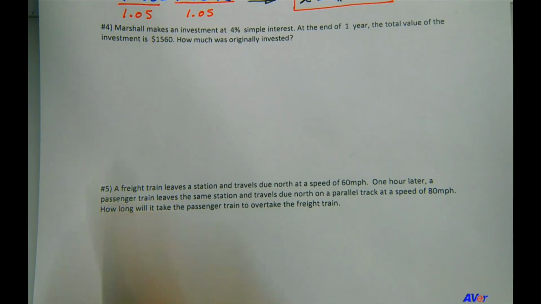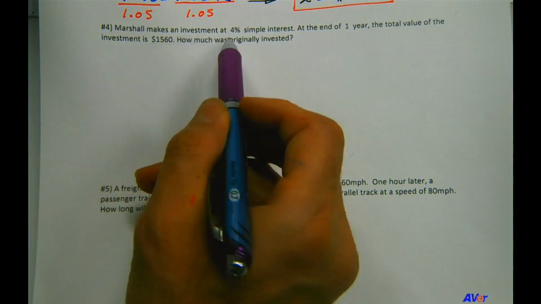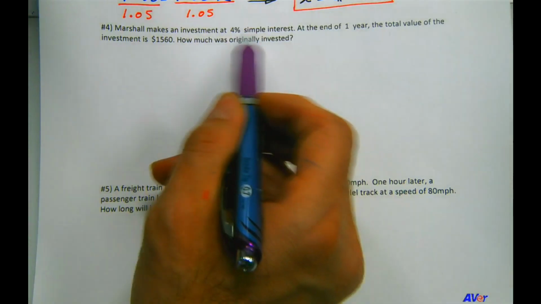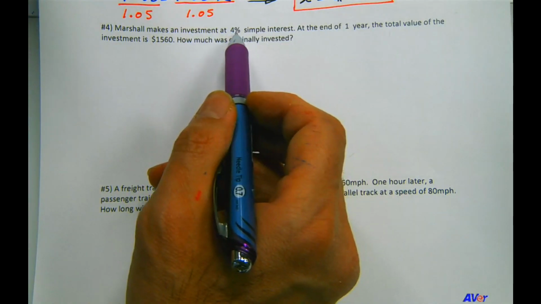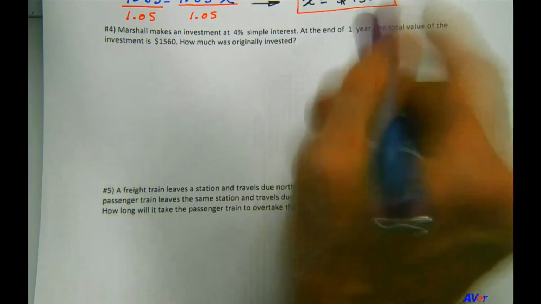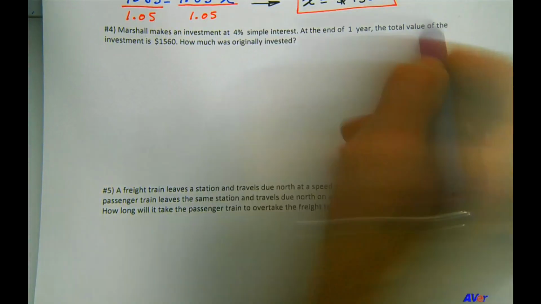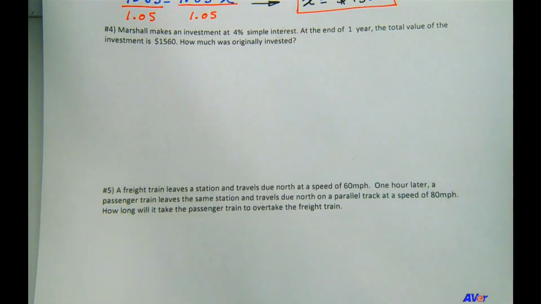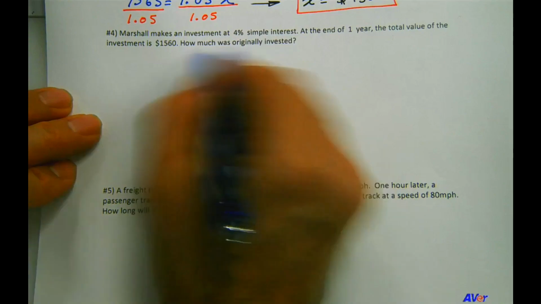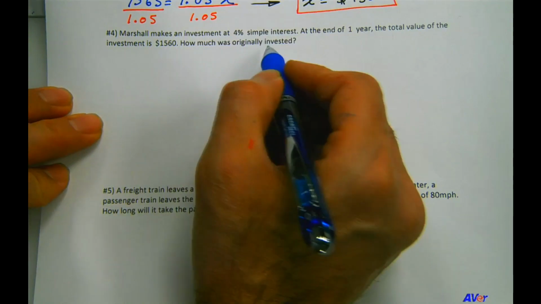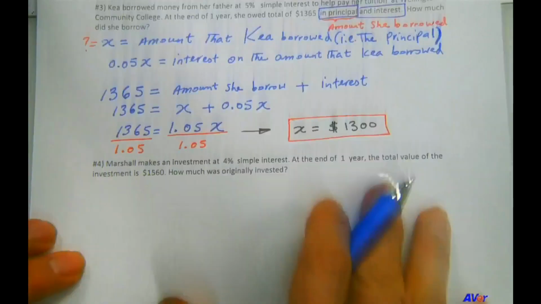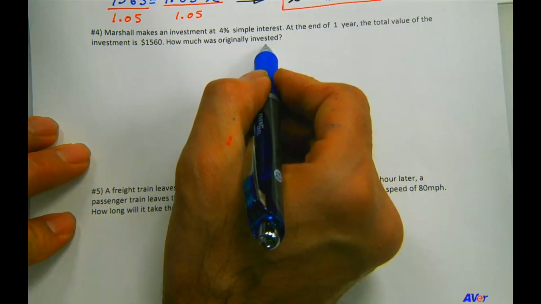Okay? So, Marshall makes an investment at 4% simple interest rate. So that is the kind of interest rate that only applies to the principal, right? Remember that. At the end of 1 year, the total value of the investment is this much. How much was originally invested? So, how much was originally invested? You need to introduce a variable for this. Okay? So, for the previous problem, we assigned x. Let's assign another variable to this unknown.